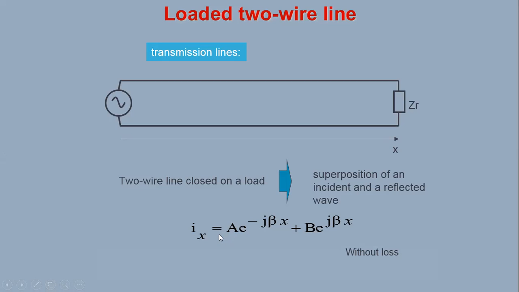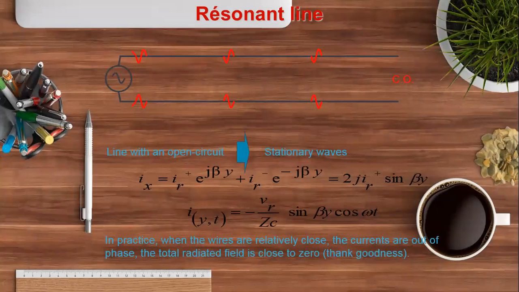Already we have learned and studied such an expression: I(x) is equal to A e raised to the power minus j beta x, plus B e raised to the power j beta x, where A and B are the two constants. Likewise, the resonant line is a line with an open circuit or a standing wave. At any particular instant, maybe here, maybe here, if the circuit is open and resonance happens, how can that be calculated?